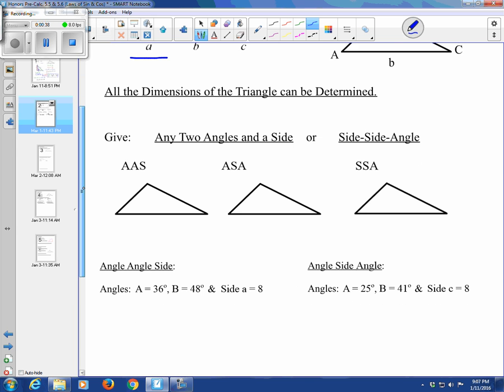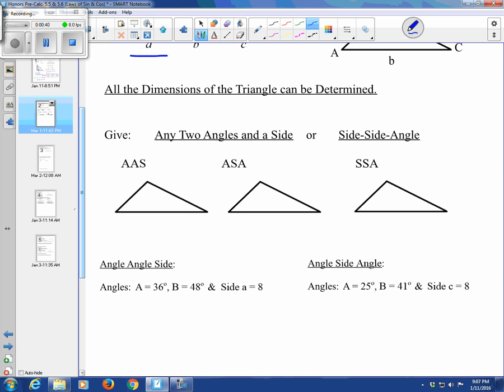And we can do this in three scenarios: when we have angle, angle, side, angle, side, angle, or side, side, angle. Now angle, angle, side, and angle, side, angle are both congruence relationships for triangles. So basically what that means is they're going to define one triangle, and we're always going to be solving for the dimensions of one triangle.